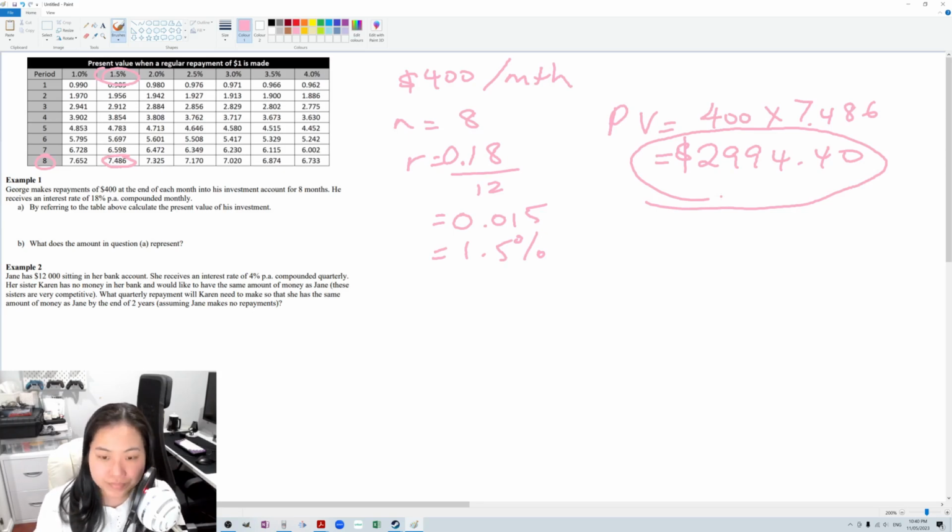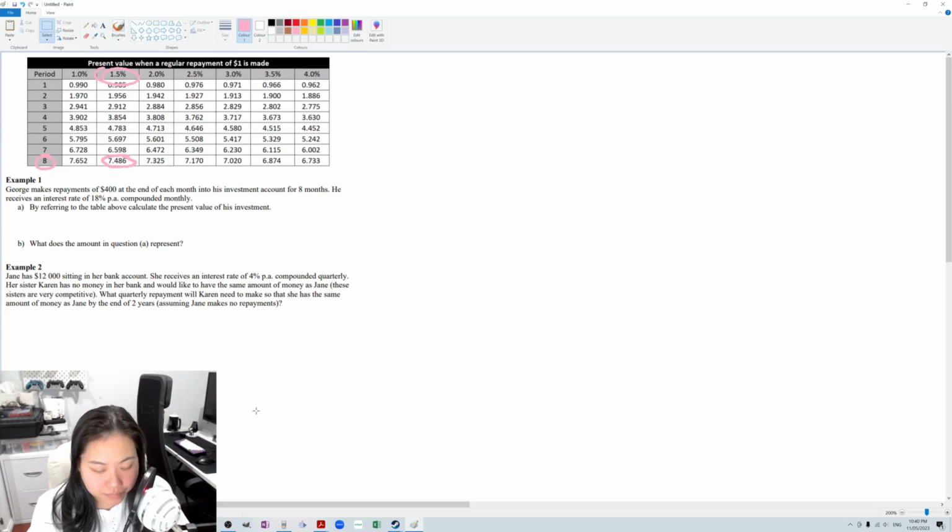Good? Example 2. Jane has $12,000 sitting in her bank account. She receives an interest rate of 4% per annum, compounded quarterly. Her sister Karen has no money in her bank account and would like to have the same amount of money as Jane. These sisters are very competitive. What quarterly repayment will Karen need to make so that she has the same amount of money as Jane by the end of 2 years? Assuming Jane makes no repayment.